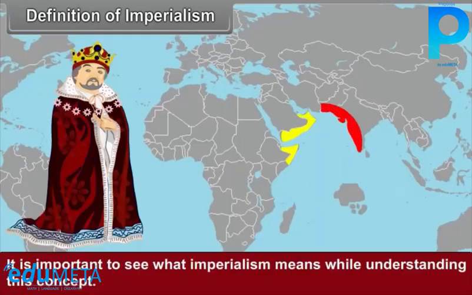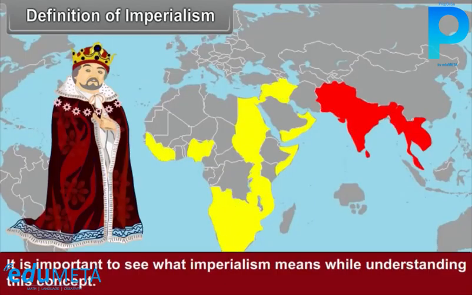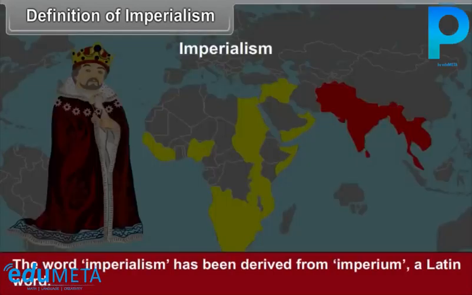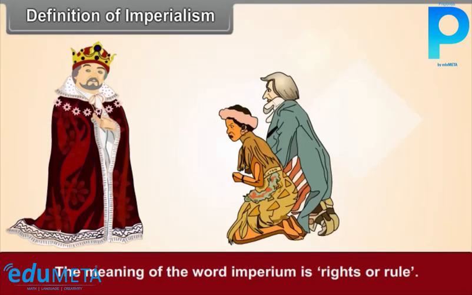Definition of imperialism. It is important to see what imperialism means while understanding this concept. The word imperialism has been derived from imperium, a Latin word. The meaning of the word imperium is rights or rule.